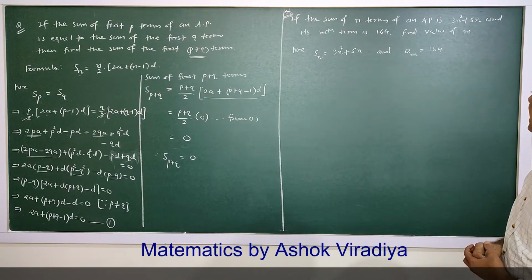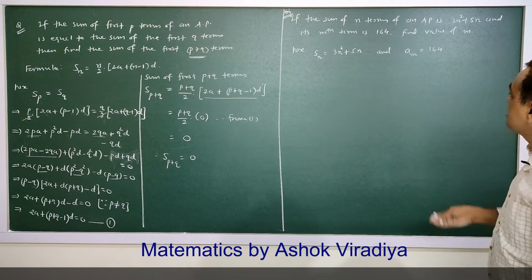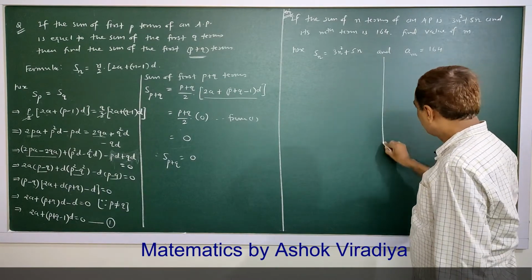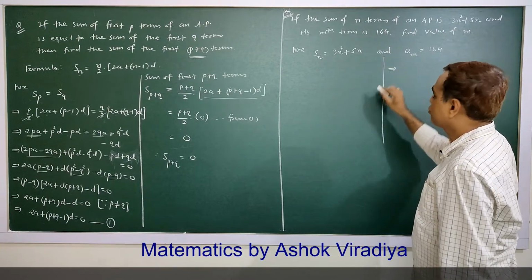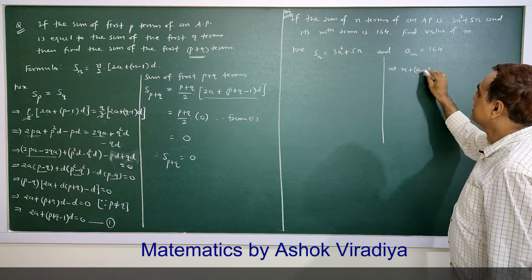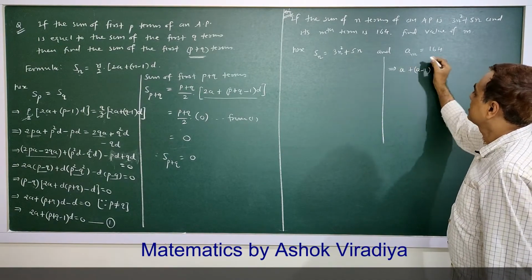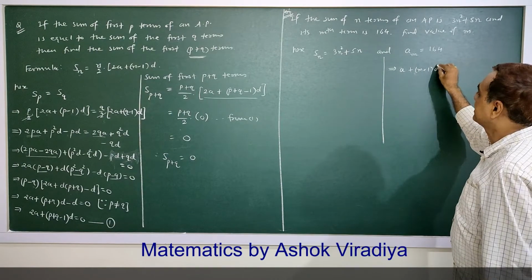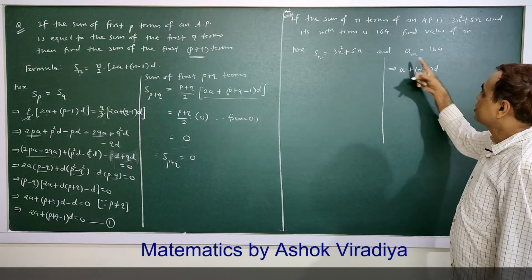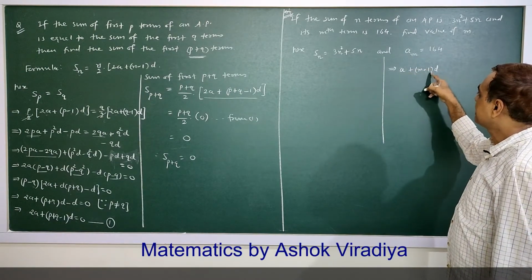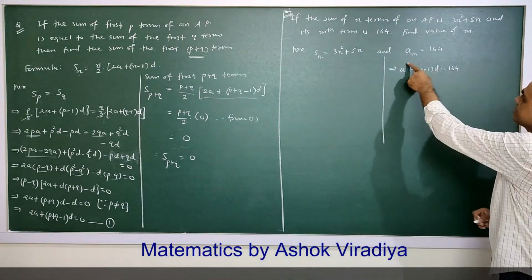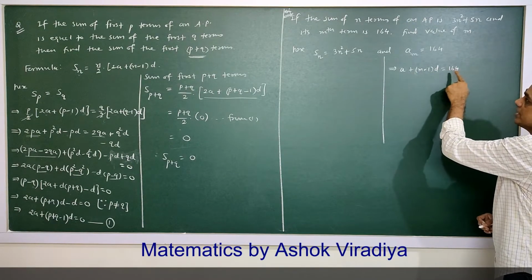So find the value of m. Now the mth term is 164. The formula for the nth term is a plus n minus 1 into d. So the formula for the mth term is a plus m minus 1 into d, and that is 164. So the meaning of this statement is that a plus m minus 1 into d is 164.